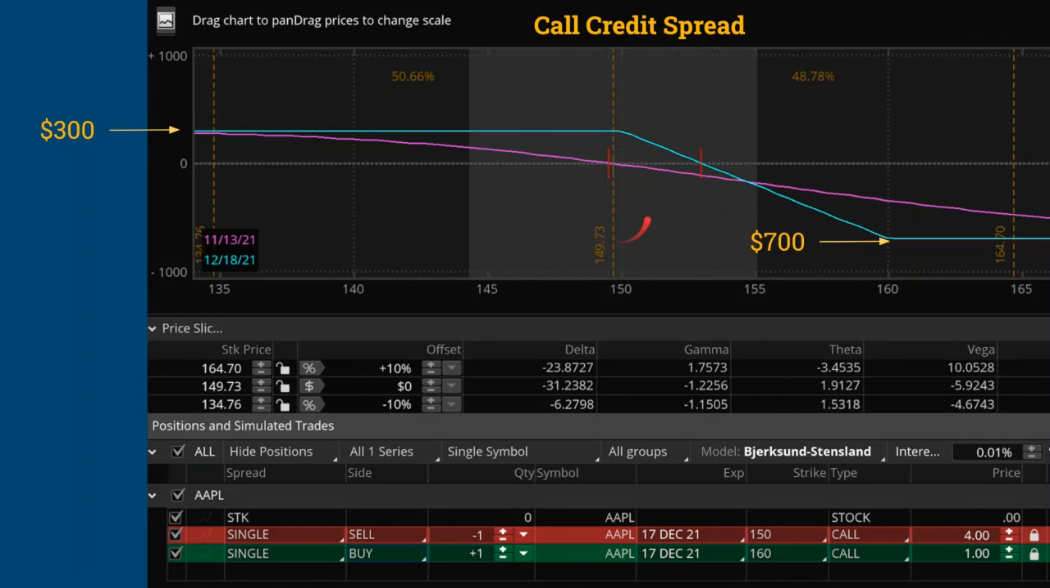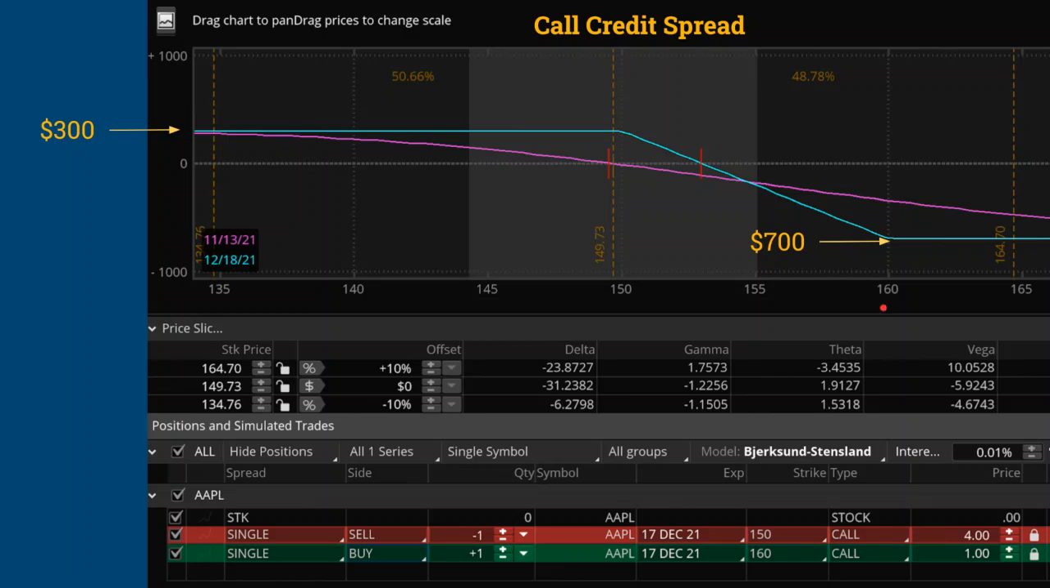So not something you need to really remember necessarily. You'll always see it on the graph, but there are several ways you can know that it's bearish, and it's quite simply, if you just look at when the price is lower, you make money. When the price is higher, you lose money. So pretty straightforward. So that's a call credit spread.